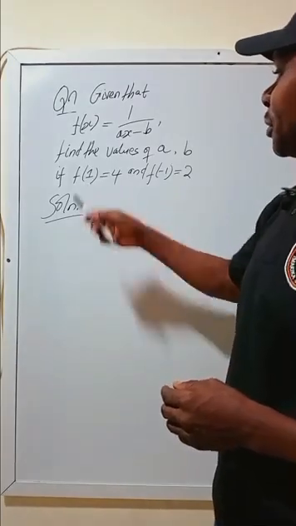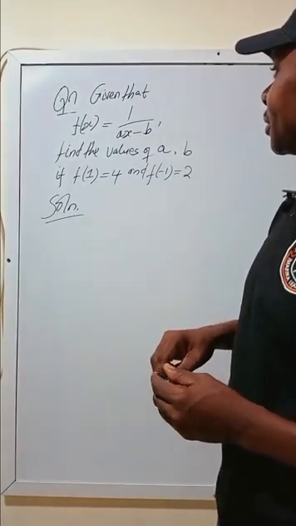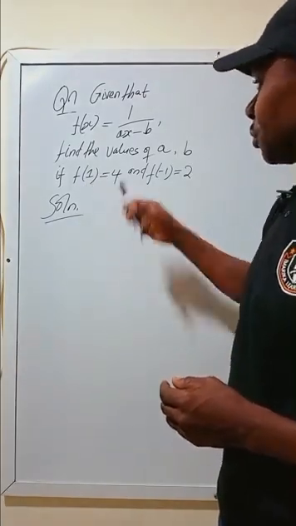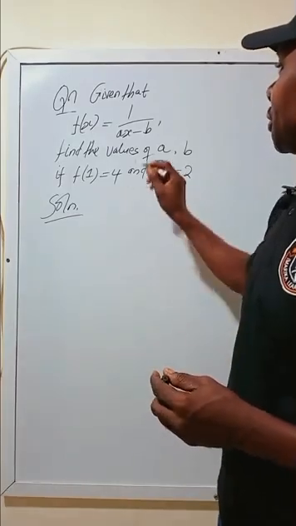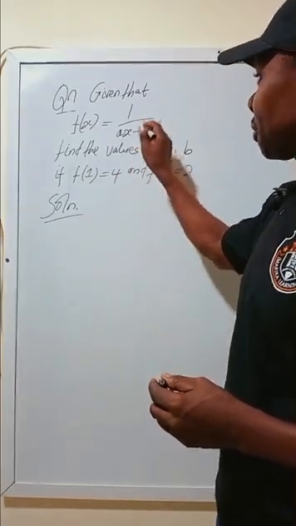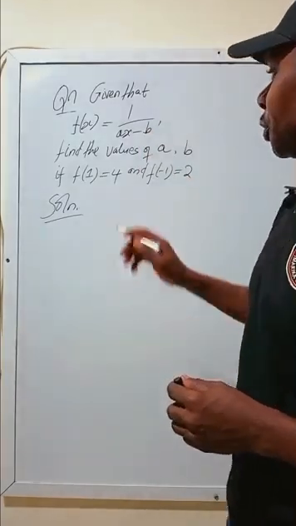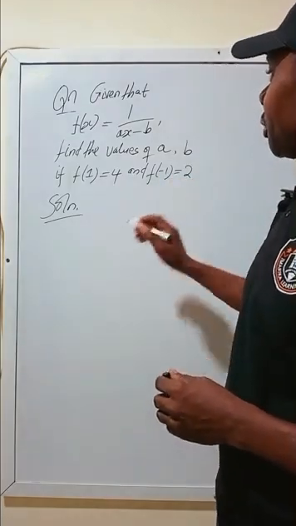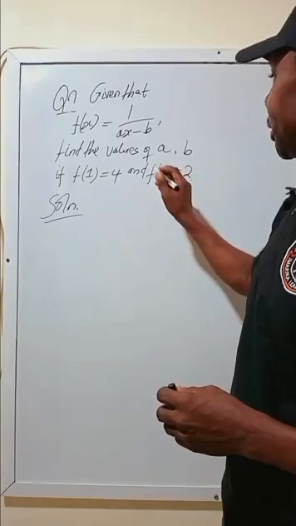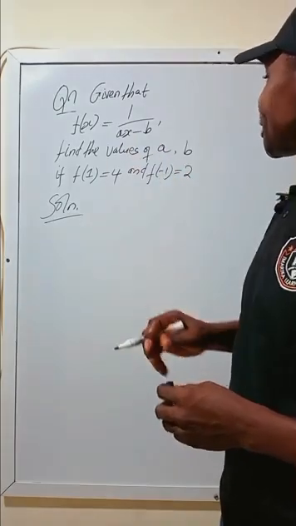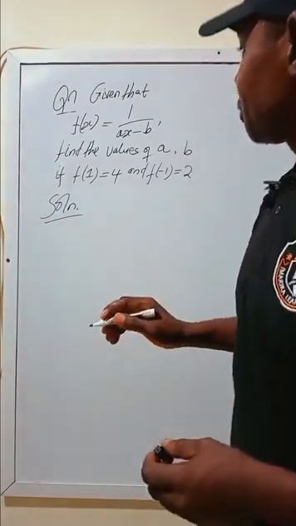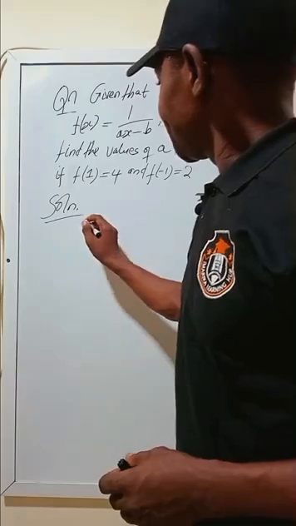For this particular case, where f of 1 equals 4, we have to substitute x equals 1 in this equation and equate it to 4. And in this other case, we substitute negative 1 for x, then we equate it to 2. So this is what I mean.